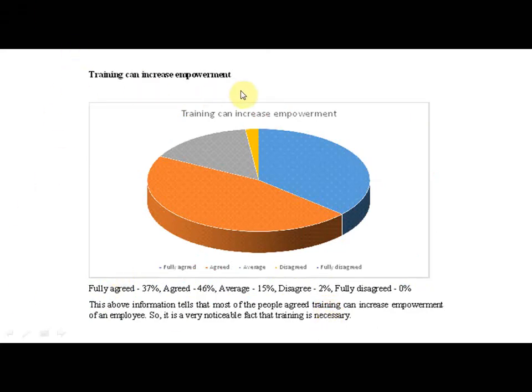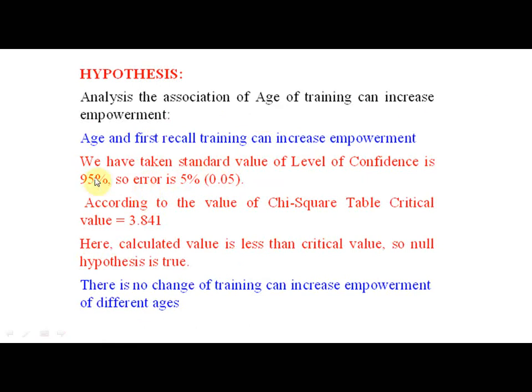Training can increase empowerment. Analyze the association of age and training can increase empowerment. Age and the first equal training can increase empowerment. Here the calculated value is less than the critical value, so the null hypothesis is accepted. There is no change: training can increase empowerment across different ages.